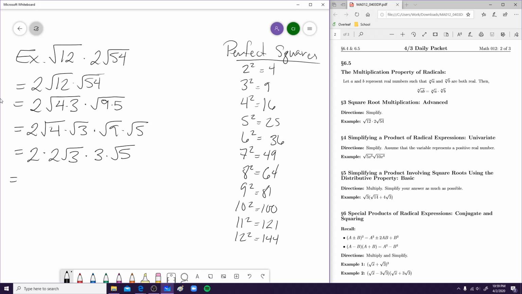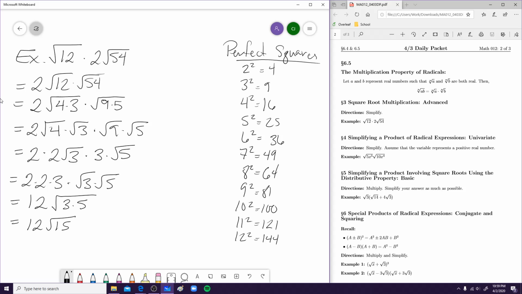So now let's bring all the numbers that don't have the radical together, and all the numbers that do have it. So this becomes 2 times 2 times 3, and times the square root of 3 times the square root of 5. Now what is 2 times 2 times 3? That is 12. And then using the multiplication property, the square root of 3 times the square root of 5 becomes the square root of 3 times 5, the square root of 15.